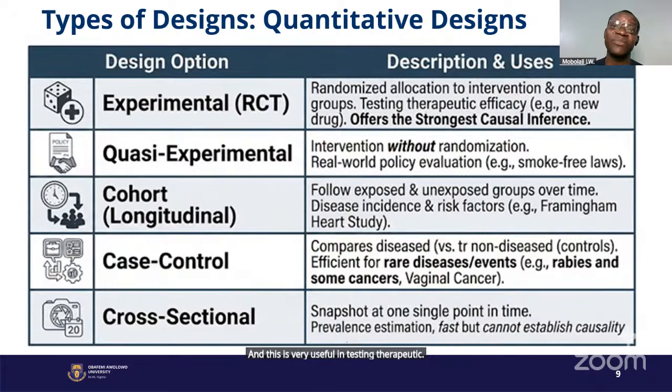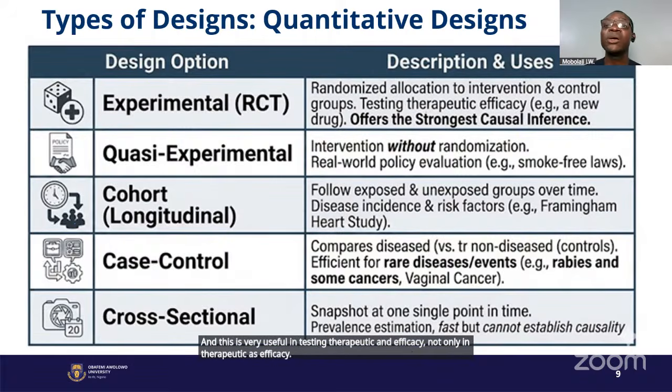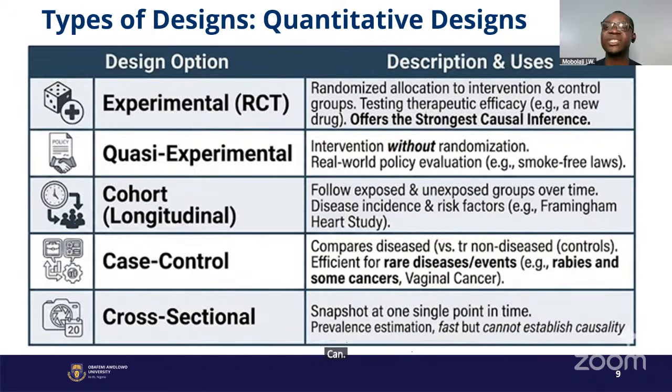Not only in therapeutic efficacy, we can use this in social sciences too, can use it in public health research or social research. And so maybe you want to test the efficacy of a new drug. And this approach, this research design offers the strongest causal inference. You can make a causal inference from the findings that A causes B, or A and B causes C. So that's experimental research design. This is just an introduction.